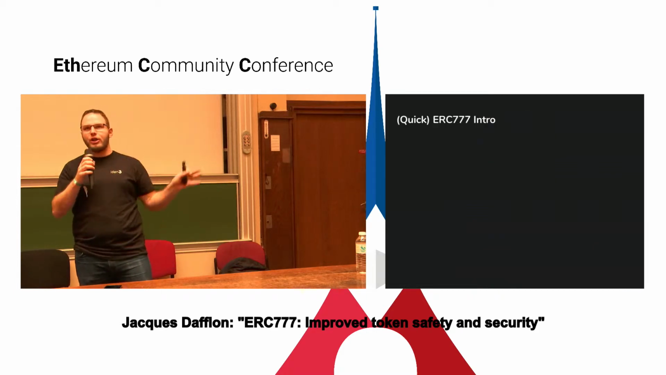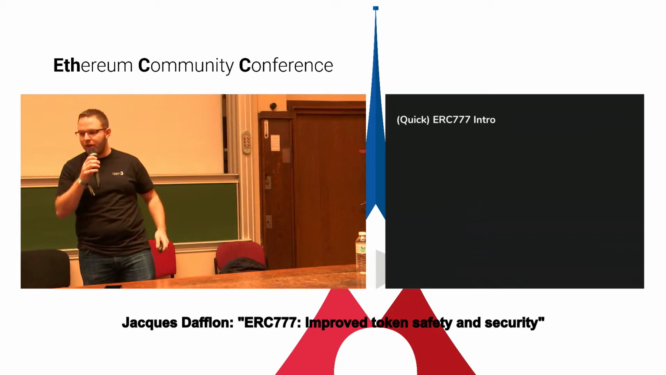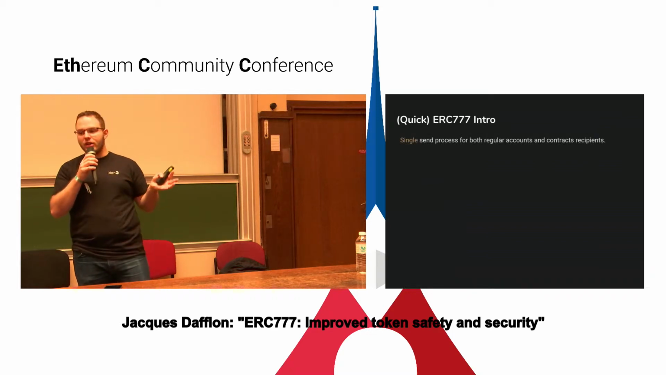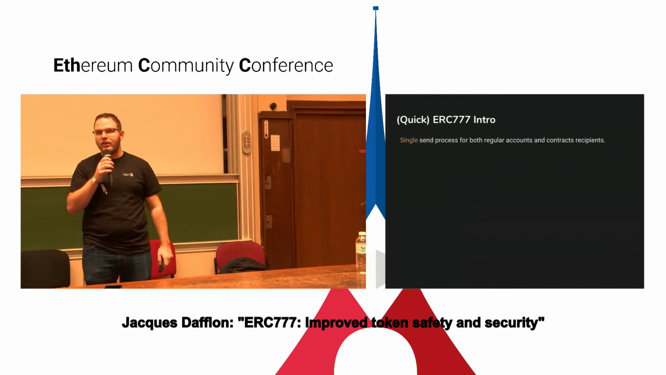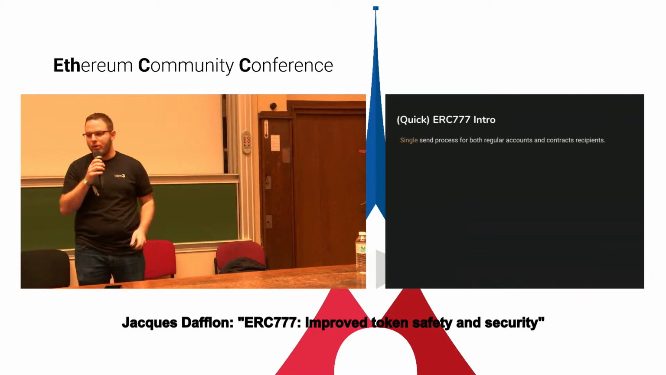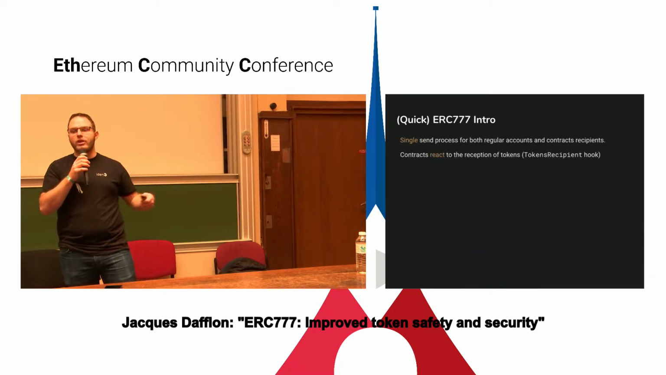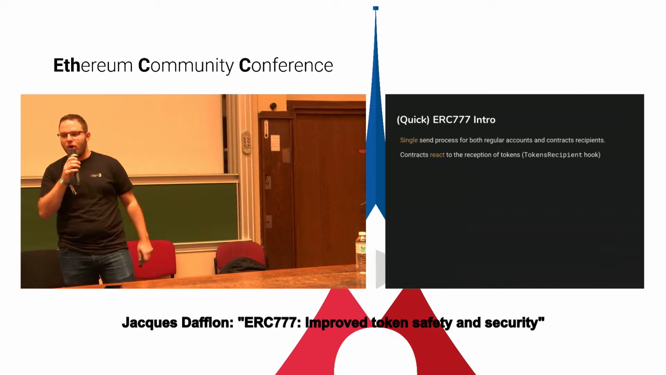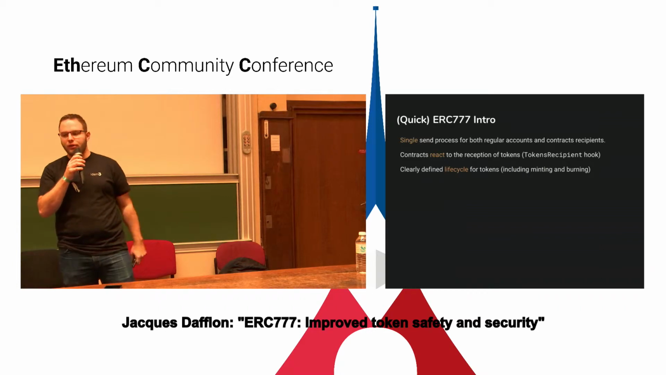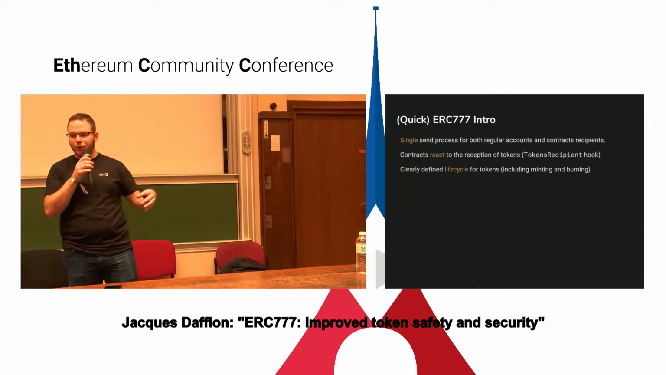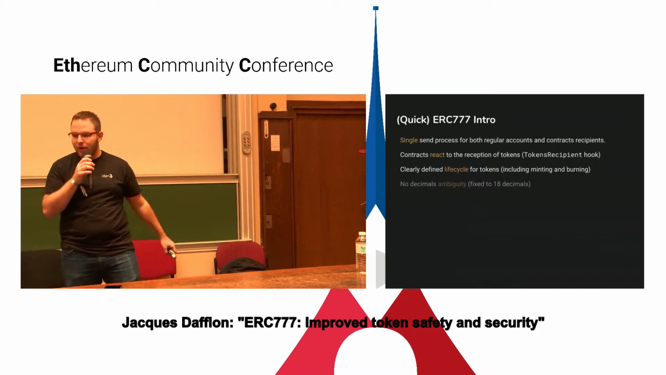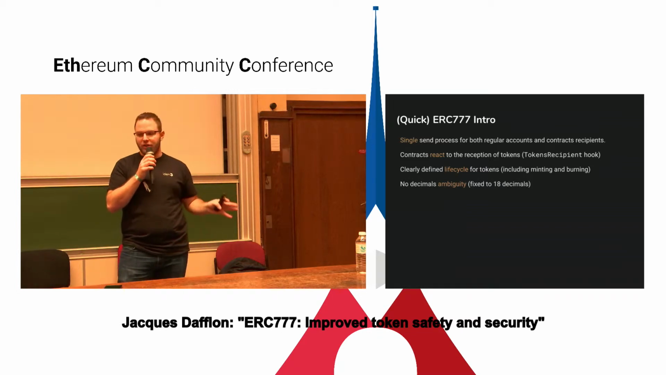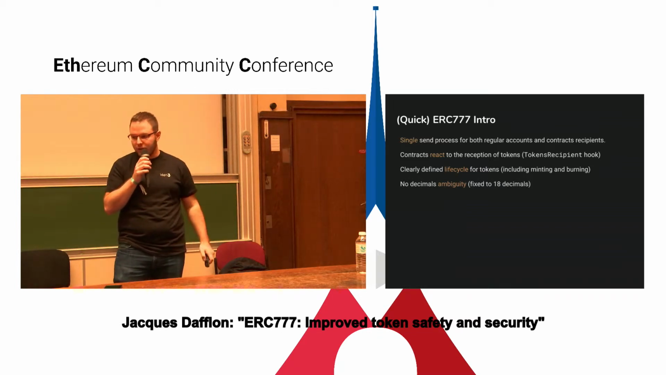So a very quick intro for those of you that are not familiar with it. It defines a single send process both for regular accounts and contracts. So there's no more approve and transferFrom from ERC20. And the contracts react when they receive tokens based on the tokensReceived hook. There is a clearly defined life cycle for tokens, so we define what minting is and what burning is, and you have a really explicit lifespan for tokens. We removed the ambiguity and the issue with decimals, so it's always 18. I'll get to that later.